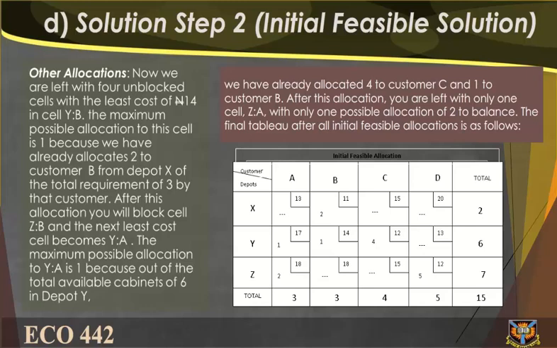A. The maximum possible allocation to Y ratio A is 1, because out of the total available cabinet of 6 in depot Y, we have already allocated 4 to customer C and 1 to customer B. After this allocation, you are left with only one cell, Z ratio A, with only one possible allocation of 2 to balance. The final table after all initial feasible allocations is as follows.